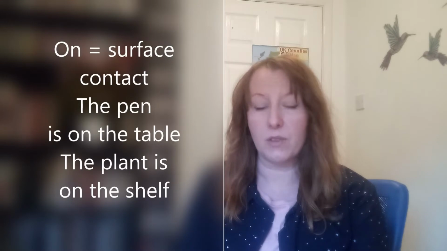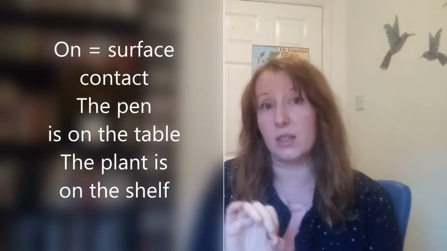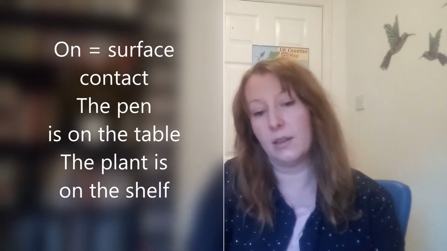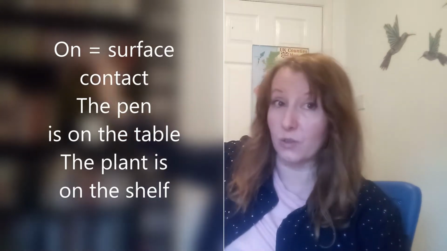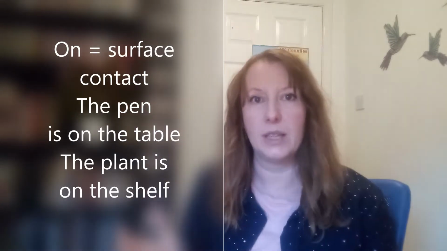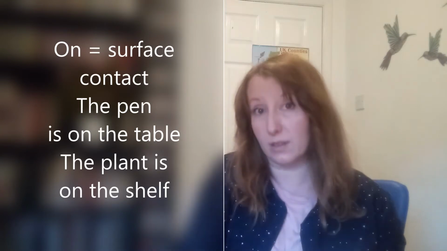The first way we use it is quite straightforward, so you probably are already aware of this. It would be talking about surface contact. So for example, the pen is on the table, the plant is on the shelf. Easy. Surface contact, something is on something.